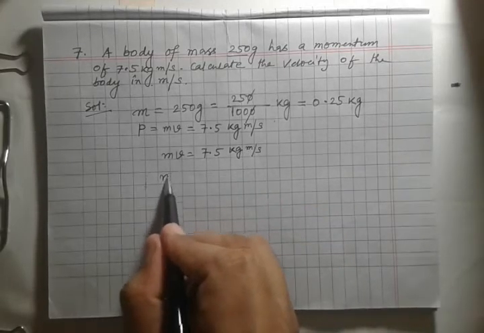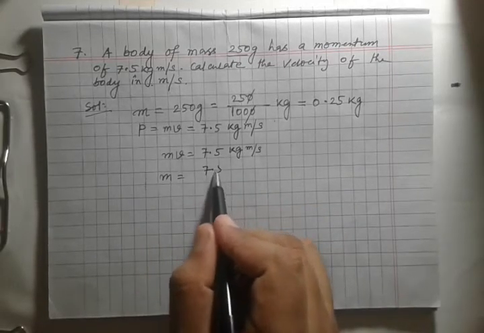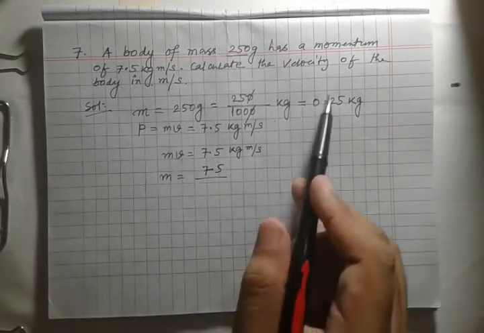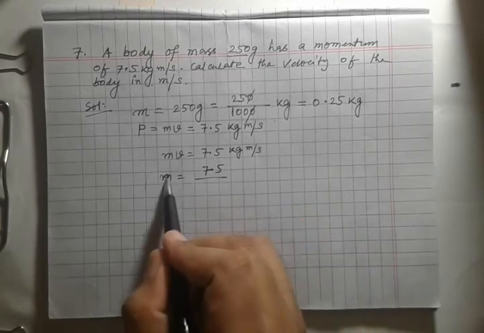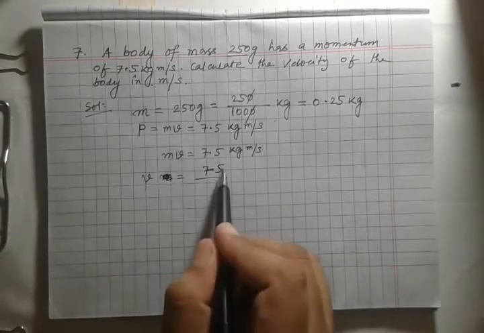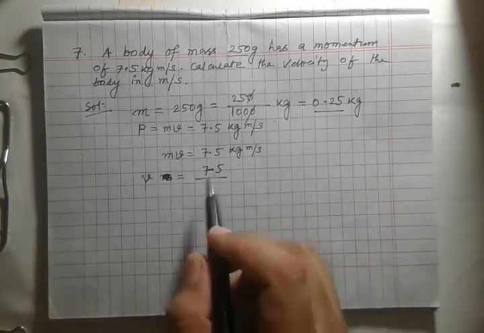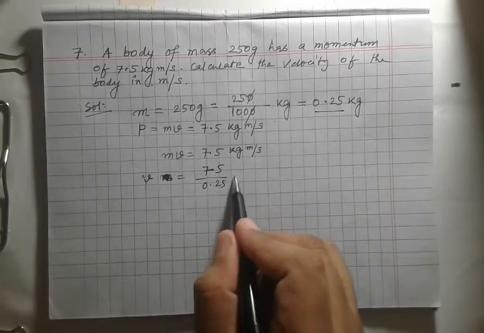So m is equal to 7.5 by v. V is how much given? Oh, we have to find out, sorry, we have to find out v. v is equal to 7.5 by m. m is given. m is how much? This one, 0.25 meter per second.